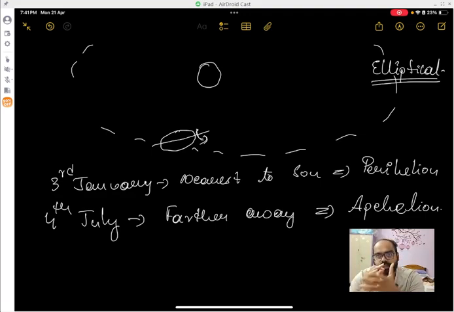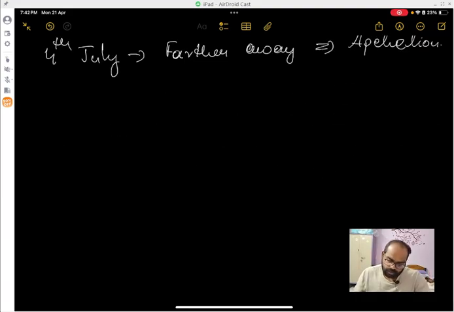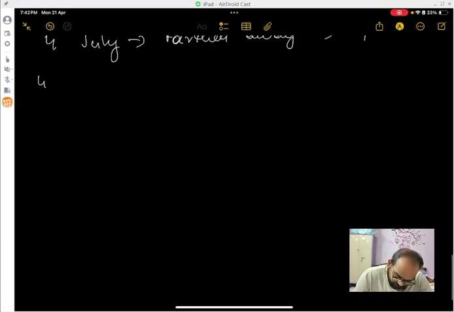But these two factors are very minimal factors for deciding the weather activity. It's not much important, but remember that 3rd January is perihelion, that is, Earth will be nearest to the sun, and on 4th of July, Earth will be away from the sun, that is aphelion. And next, another factor would be distribution of land and sea.